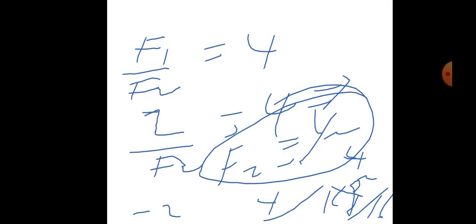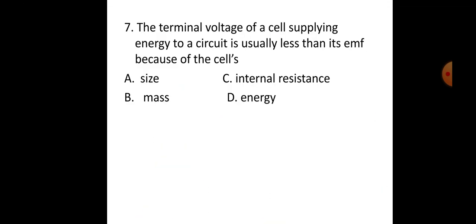Next. The terminal voltage of a cell supplying energy to the circuit is usually less than its electromotive force because of: A, the cell's size; B, mass; C, internal resistance; D, energy. The terminal voltage of the cell supplying energy to the circuit is usually less than electromotive force.